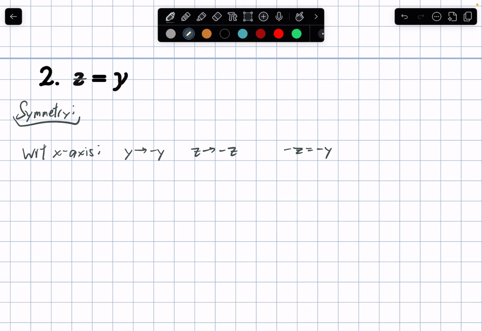So if you rewrite the equation like this, the negatives will cancel. So it's still the same equation, so you say that it is symmetrical. So you're right, yes. With respect to the x-axis, negative z is equal to y. No, not symmetrical. The equation is no longer the same.